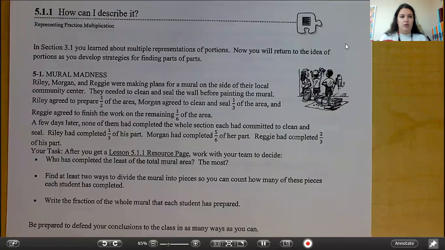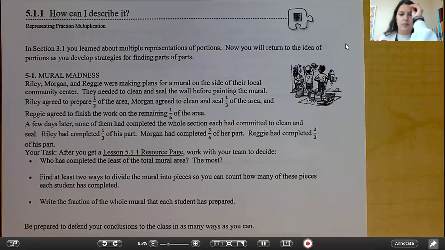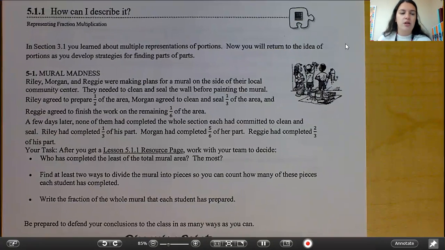Hi everyone, I'm here with your 5.1 lesson, How Can I Describe It? Representing fraction multiplication. In lesson 3.1, you learned about multiple representations of portions. Now you will return to the idea of portions as you develop strategies for finding parts of parts.